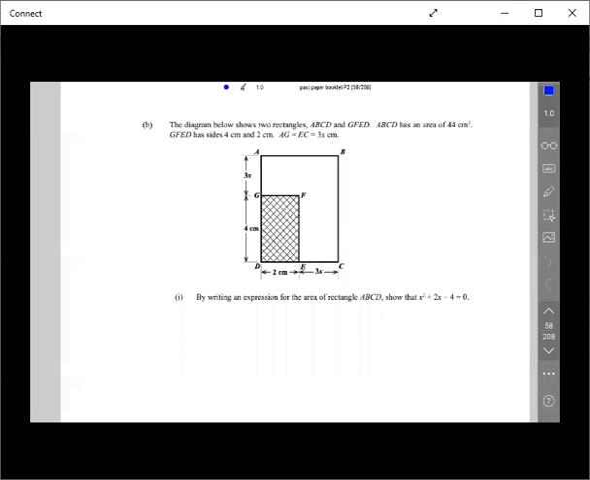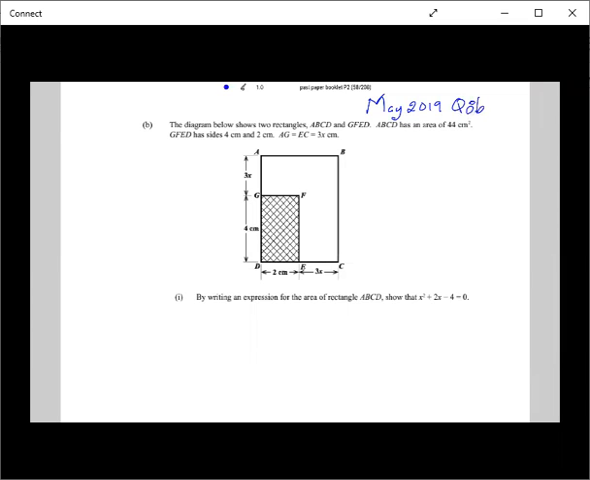All right, so this is still May 2019, question 8b.